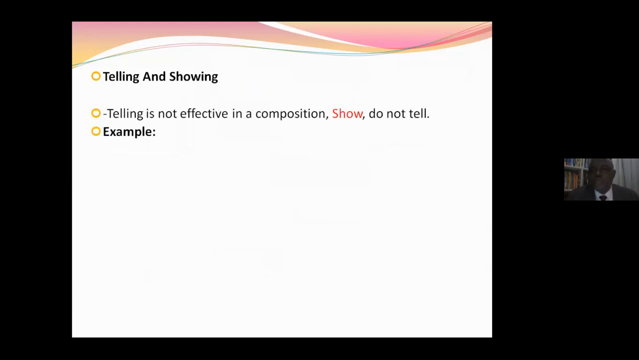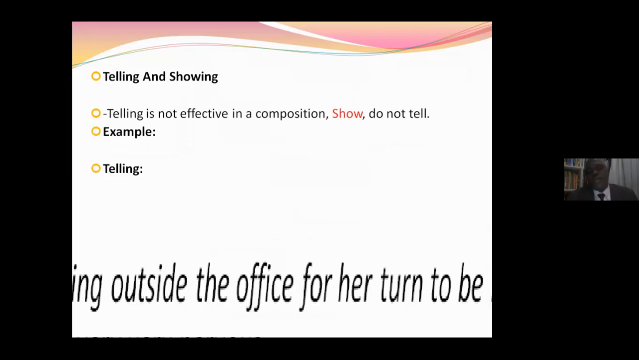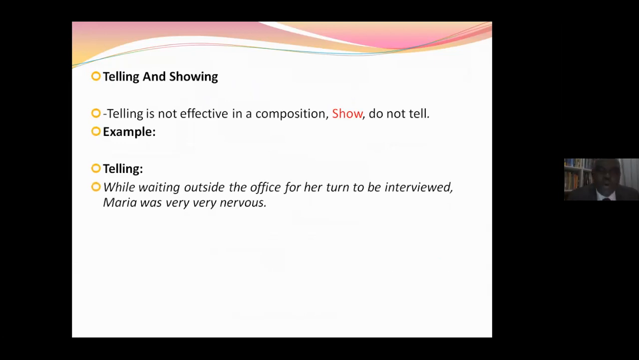Another thing we need to teach our learners when it comes to narrative composition is the aspect of telling and showing. Telling is not effective in a composition. Show, do not tell. For example, telling. When you write, while waiting outside her office for her turn to be interviewed, Maria was very, very nervous. That well-constructed sentence is simply telling. It is not showing.